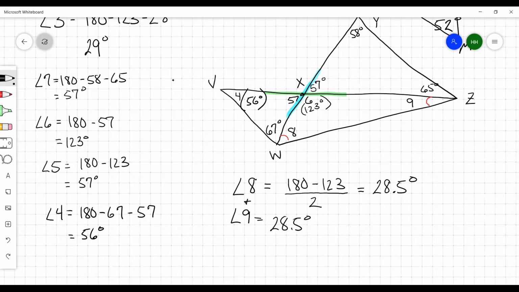Okay, so don't forget about your linear pairs of angles. They're next to each other and they form a straight line, so they sum 180. You can use your rules about linear pairs to help find missing angles in a triangle.